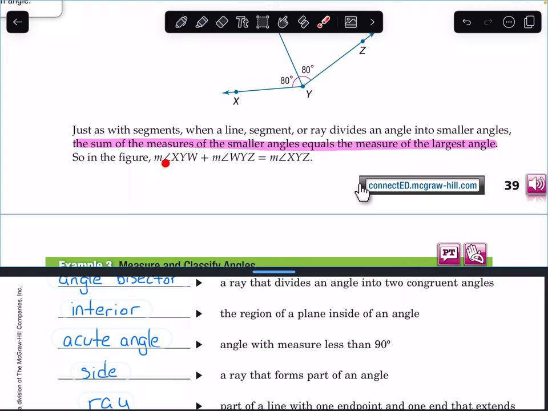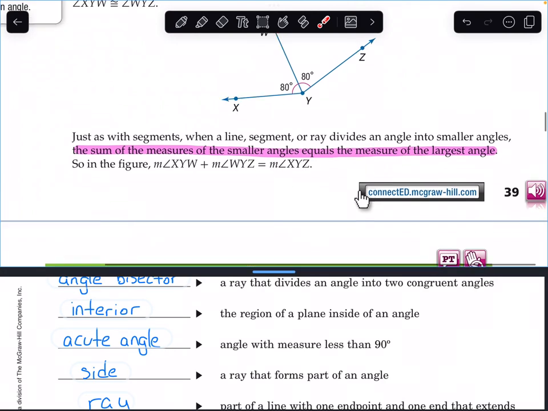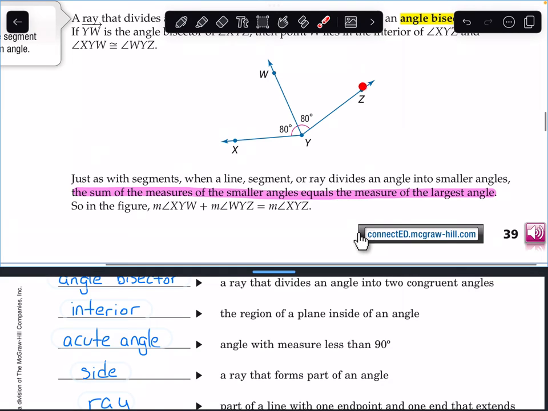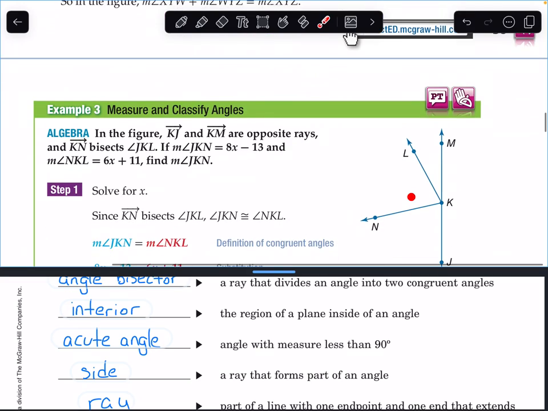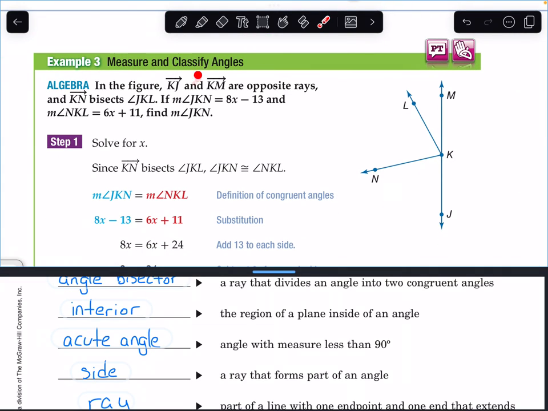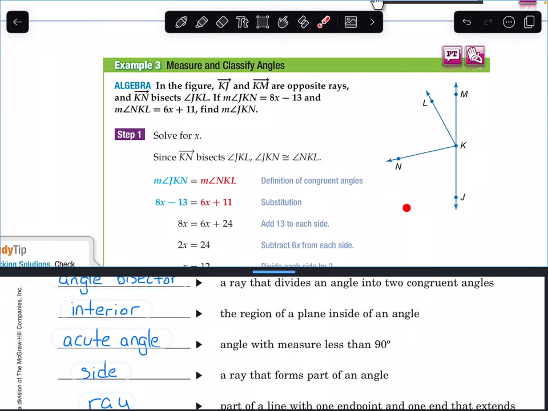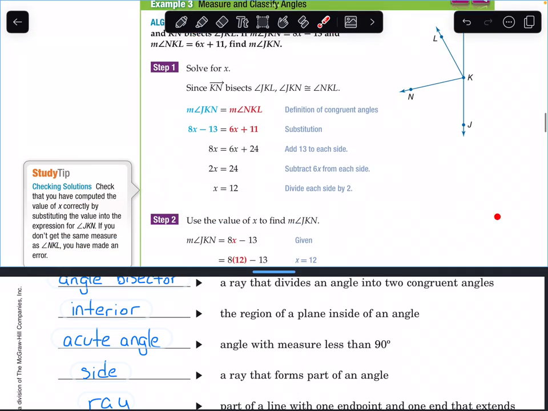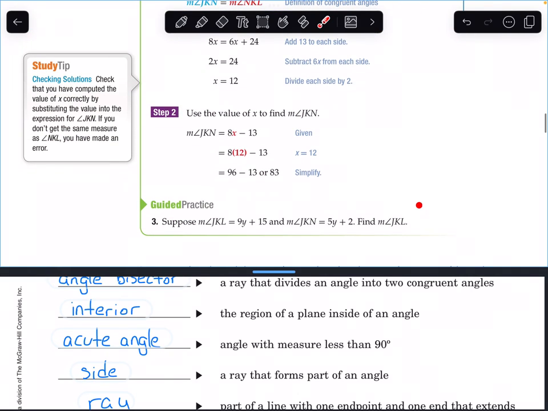So in the figure, the measure of angle XYW plus the measure of angle WYZ equals the measure of angle XYZ. I guess 80 plus 80 would make that a total of 160. Fair enough. And then we could use that to further measure and classify other angles. We'll go through that in part 2.